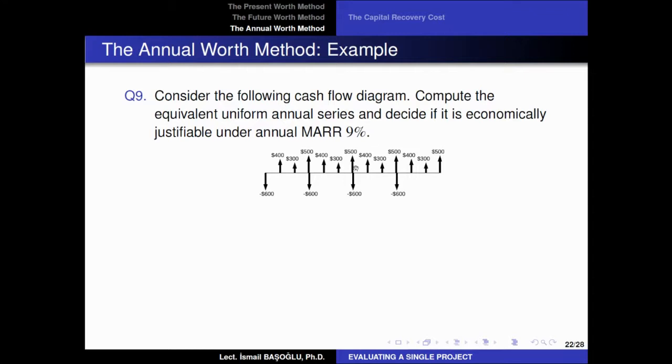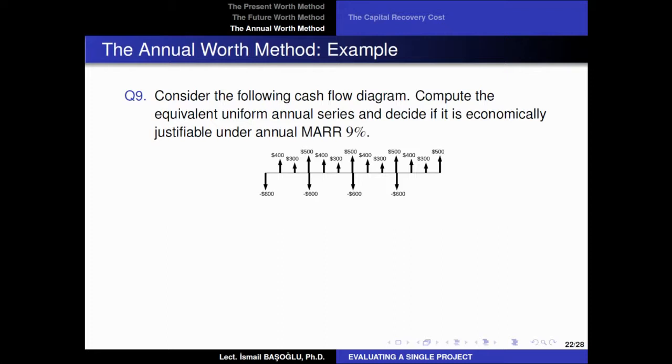Now, you can either use the present worth method to calculate the present worth of everything, or you can use the future worth to calculate the future worth of everything. If the present or the future worth is positive, so if one is positive, the others should also be positive. In that case, you can say it is economically justifiable. However, for such a periodically repeating cash flow diagram, it is a much better idea if we just calculate the annual worth.